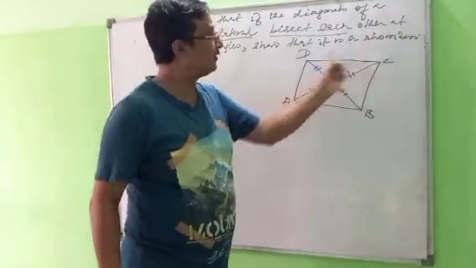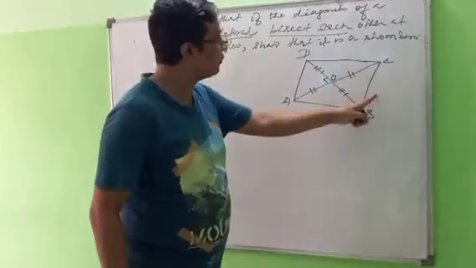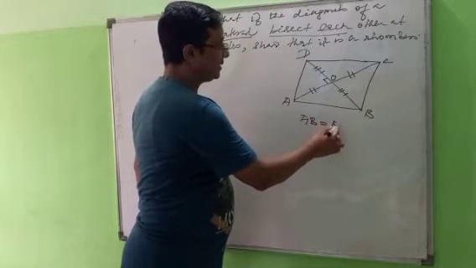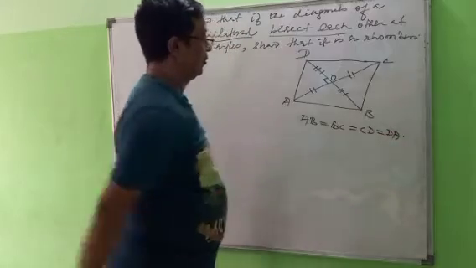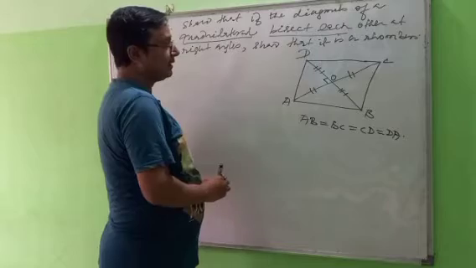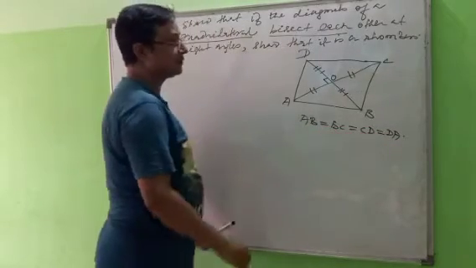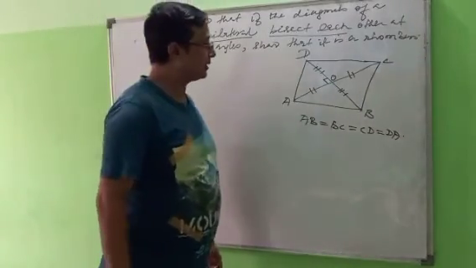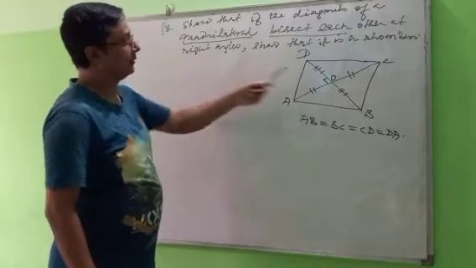So to make the given quadrilateral into a rhombus, you will make all the four sides equal, that is AB equals BC equals CD equals DA. So to make all the four sides equal, you will have to use different kinds of properties.